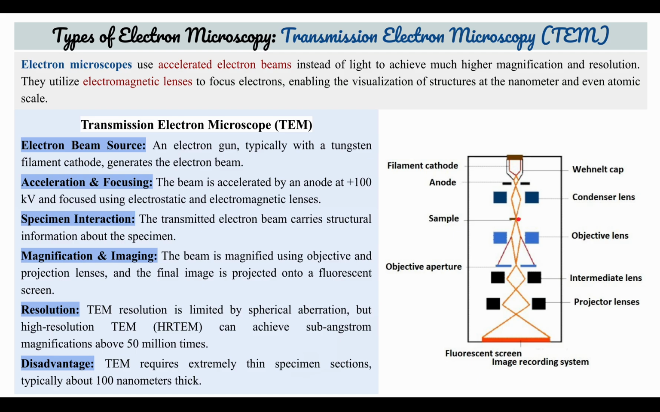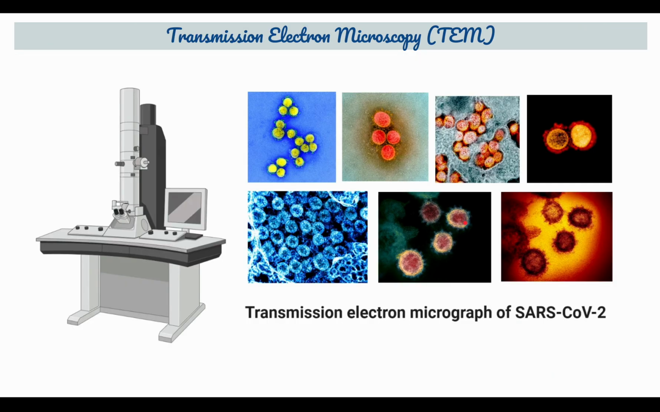So for that reason, we need to have samples which are very thin for the proper transmission of electrons. So this is how the transmission electron microscope looks, and these are some of the images taken from the transmission electron microscope. As you can clearly see, you can see the inner details of particular cells, viruses, and this is specifically of the SARS-CoV-2.